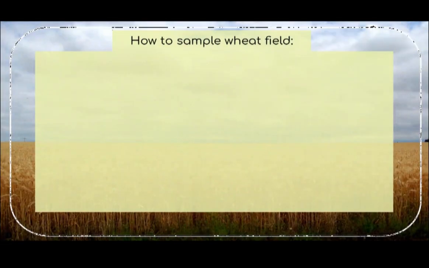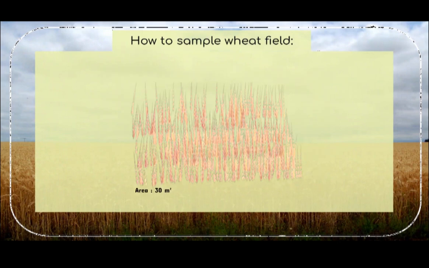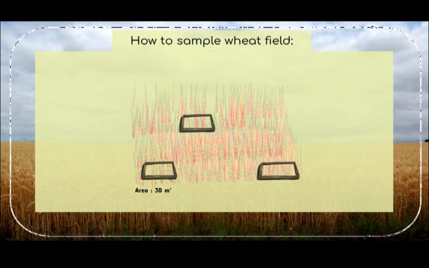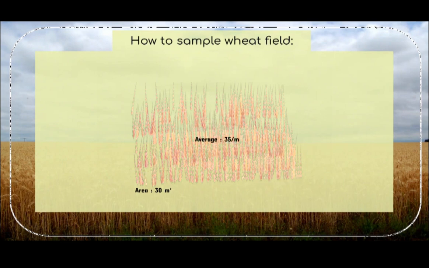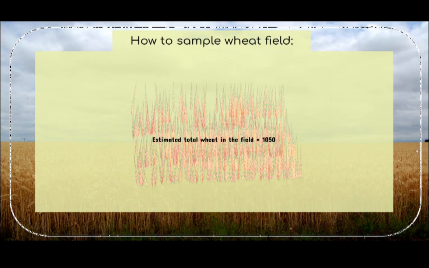How to sample a field of wheat? First, count the number of wheat plants in different areas with a quadrat. Second, calculate the average number of wheat. Third, use the average number to estimate the total number of wheat on the field, provided that the area of the field is known.